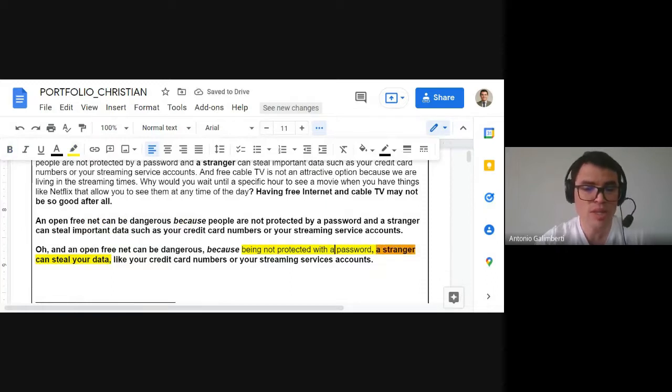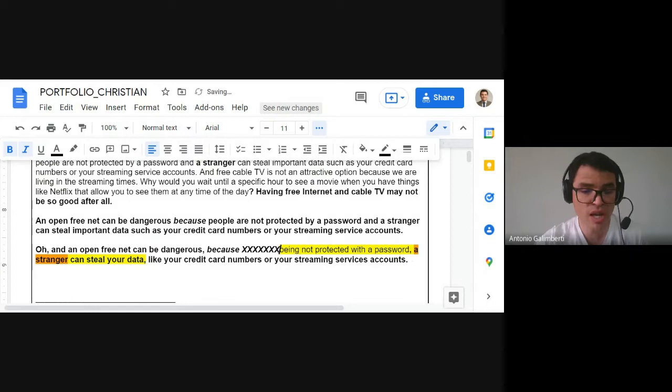You have to have the very same subject in both clauses, the dependent and the independent clause. So, what is the subject after the comma? You are talking about a stranger. And who or what are you talking about here? Who or what is that thing or that person that is not protected with a password or by a password? Are you talking about a stranger? No, maybe you're talking about people or you're talking about your accounts.